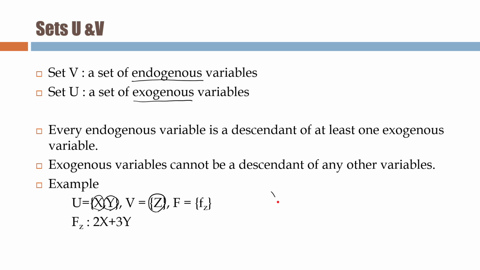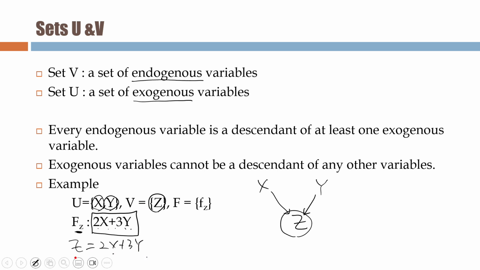So if you draw the chart, x will affect z, and y also affects z. So x and y are not descendants of any other variable, but z is a descendant of x and y together. So if you have this kind of formula, the function z equals 2x plus 3y, actually it's the same as this one. X and y are causes of z, right? And this is what we call the structural causal model, SCM.